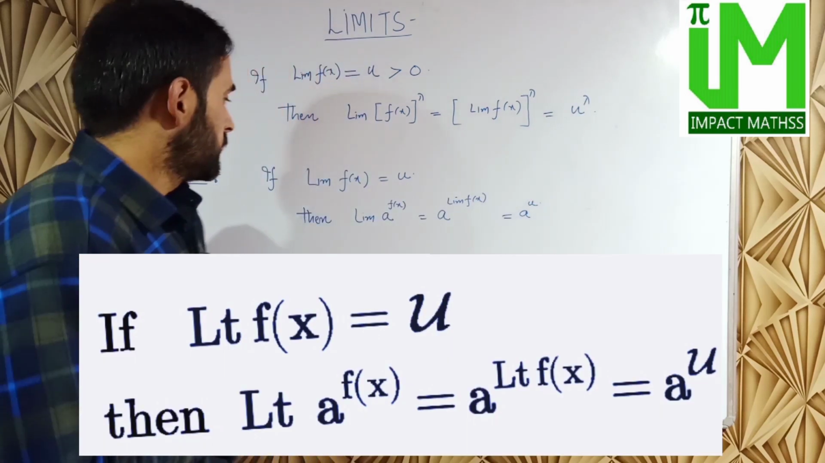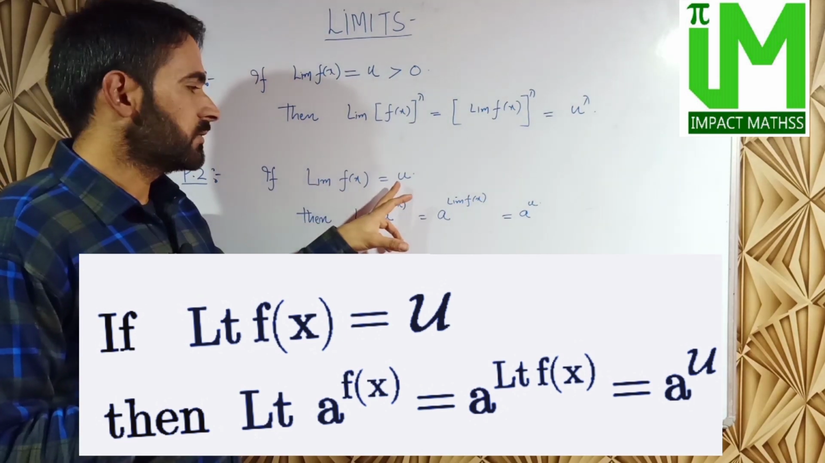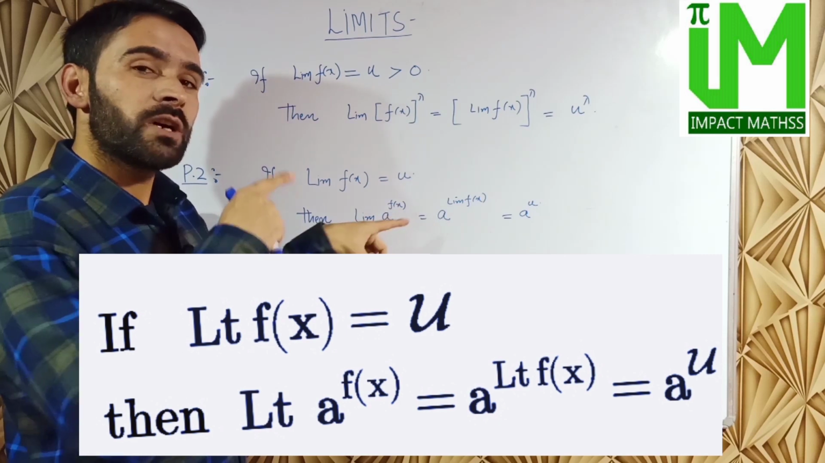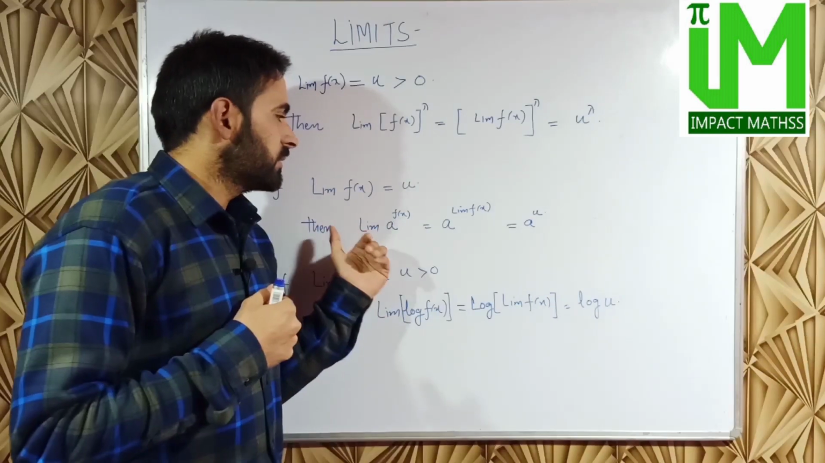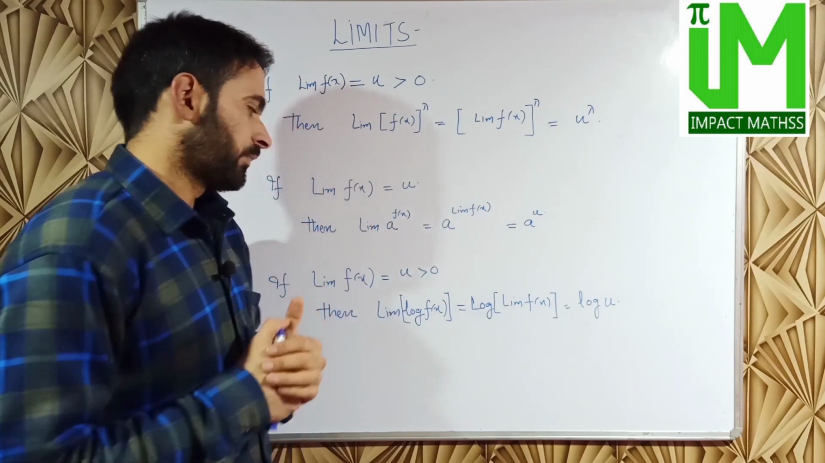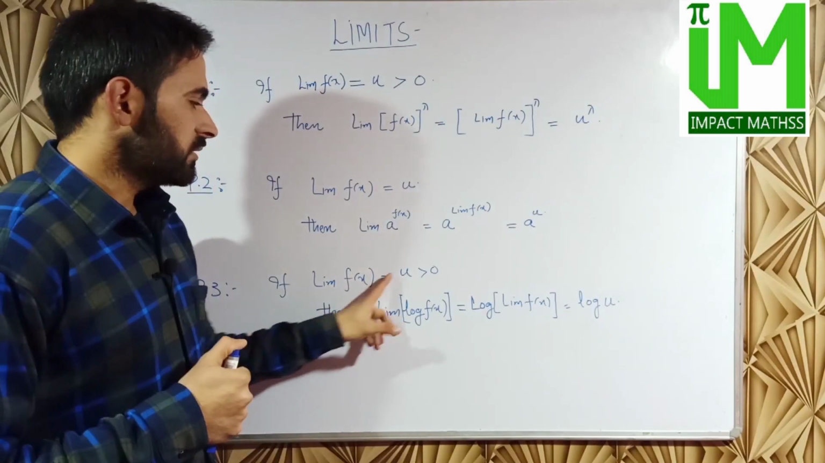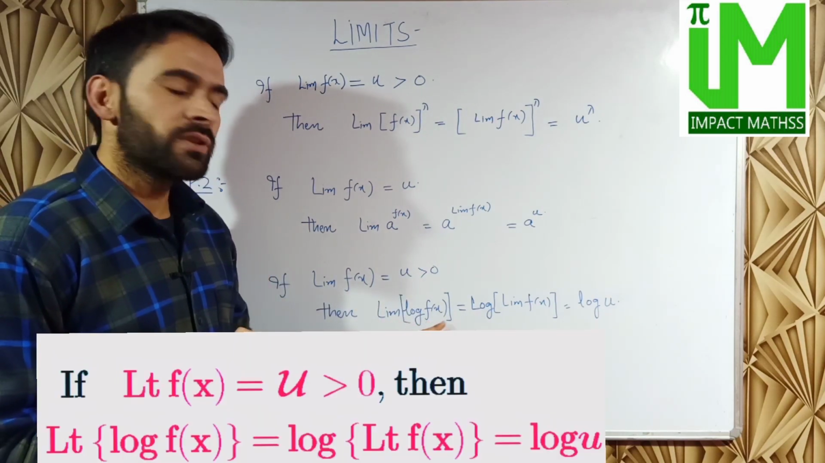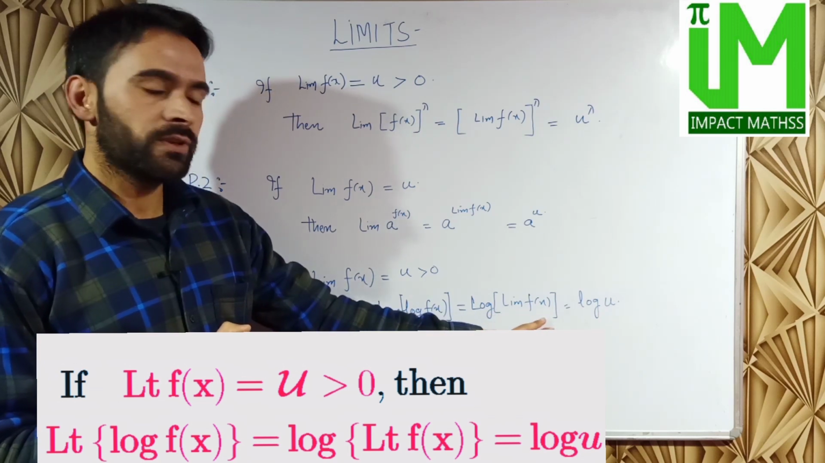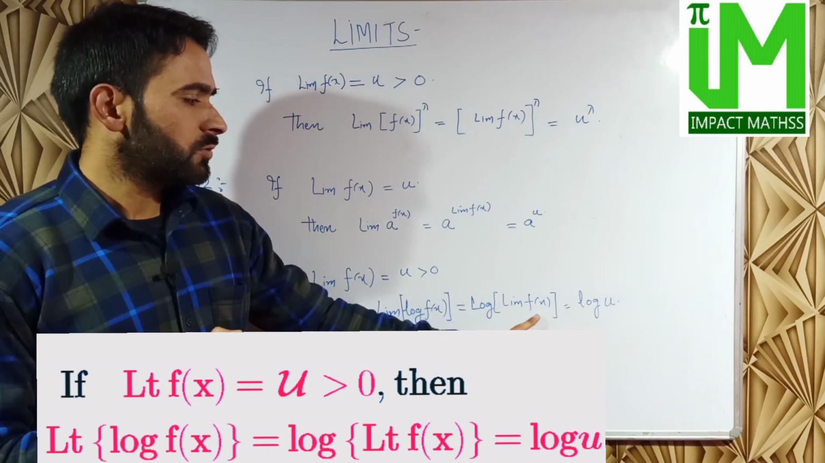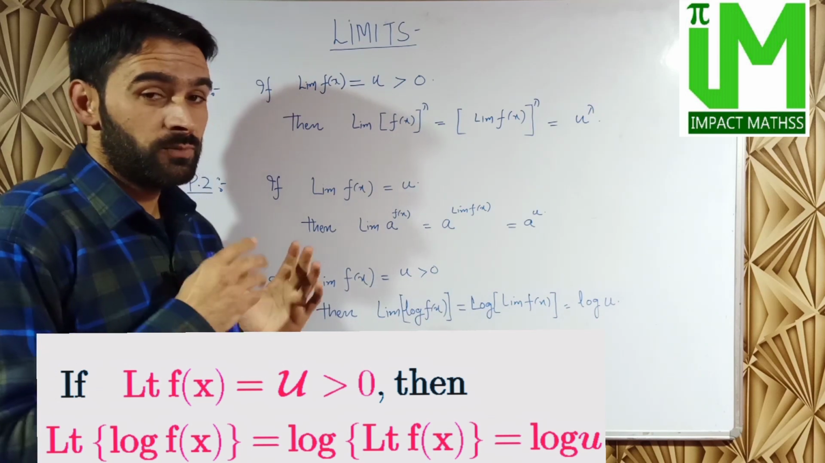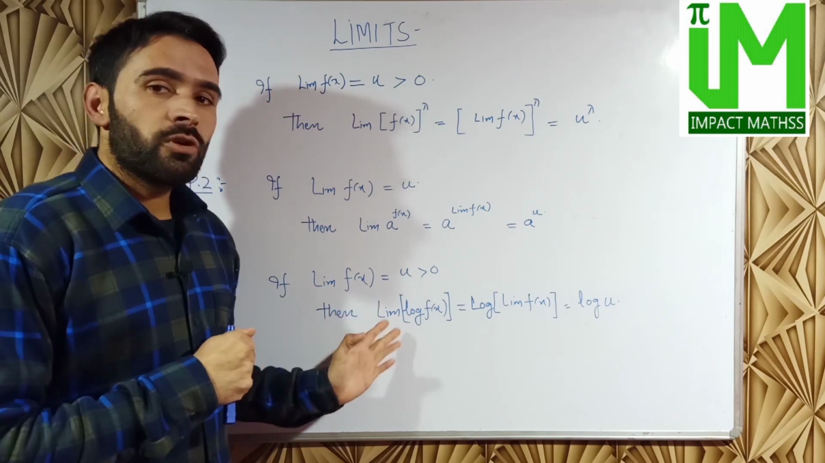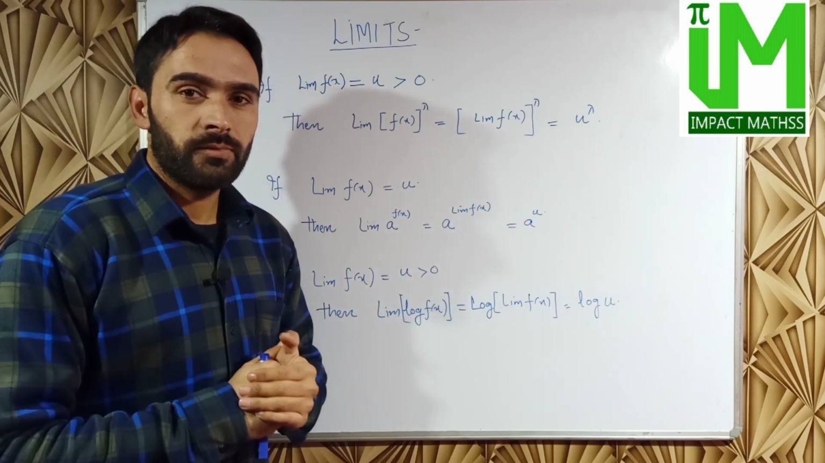Now the second property: if the limit of the function f(x) equals u, then the limit of a to the power f(x) equals a to the power of the limit of f(x), which simply means the limit goes into the power. Now again, if we have limit f(x) equals u, which is greater than 0, then the limit of log of a function equals log of the limit of that function. Since the limit of f(x) equals u, this will be log of u. This property is very important. So we say that the limit of log of a function equals log of the limit of the function.